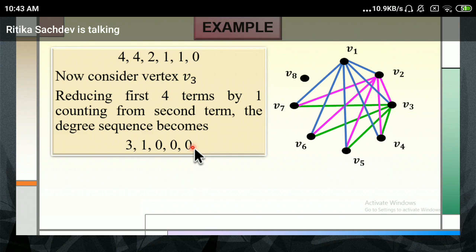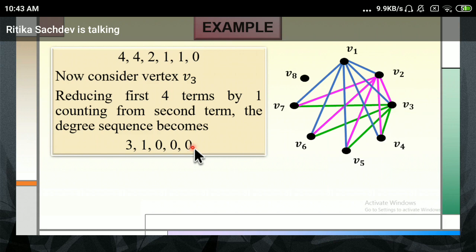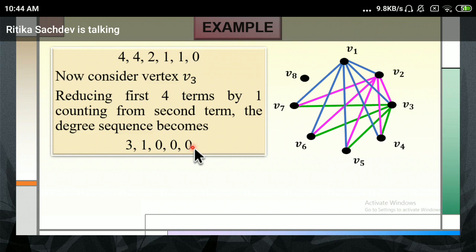Now what? Now what should I do? I'm expecting you to tell me now, after I've considered V3 also, and all the edges are being drawn, I got a degree sequence as 3, 1, 0, 0, 0. Now what should I do?